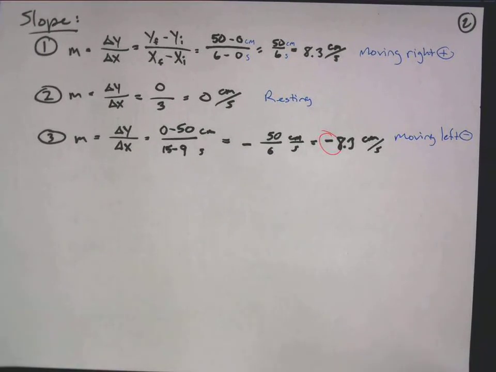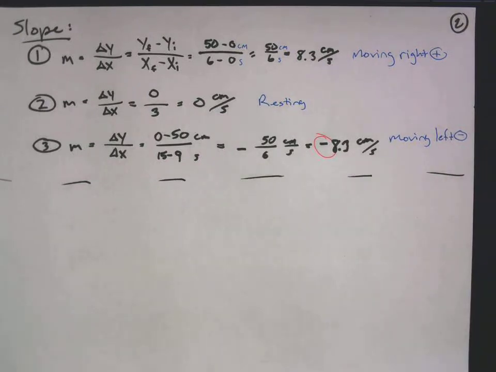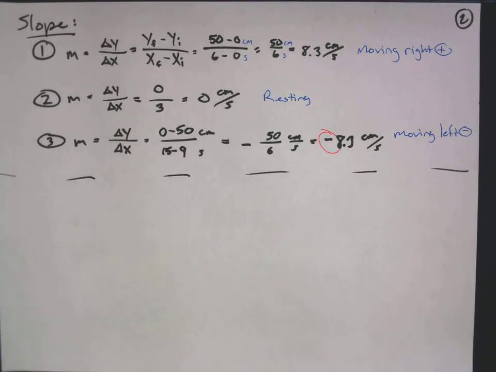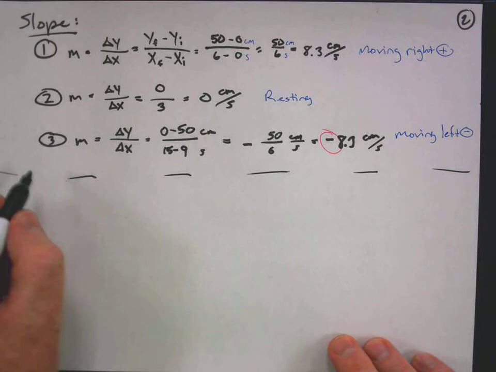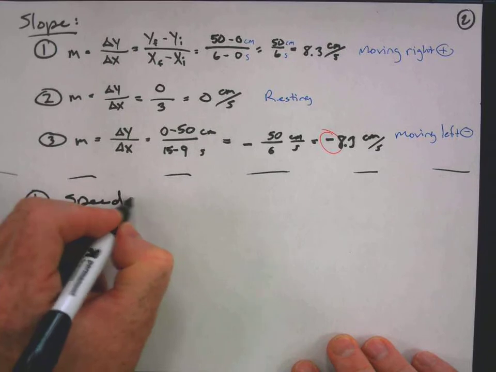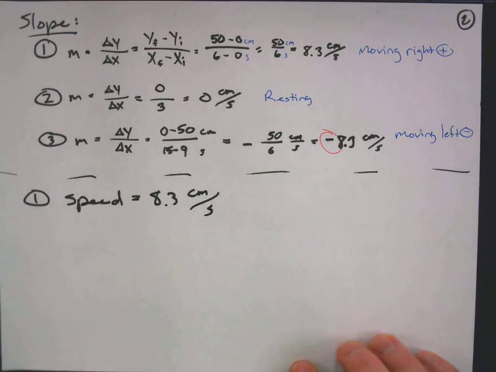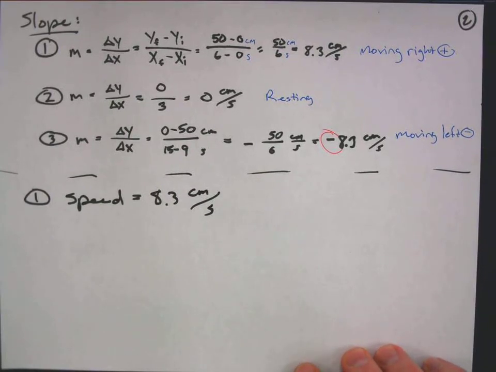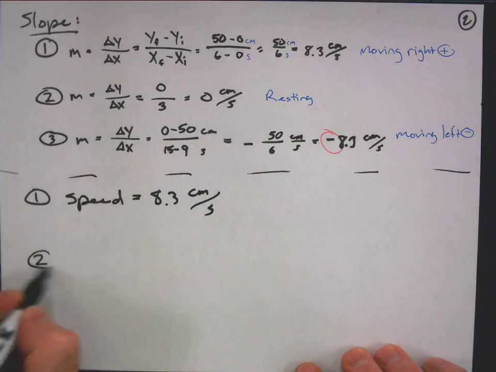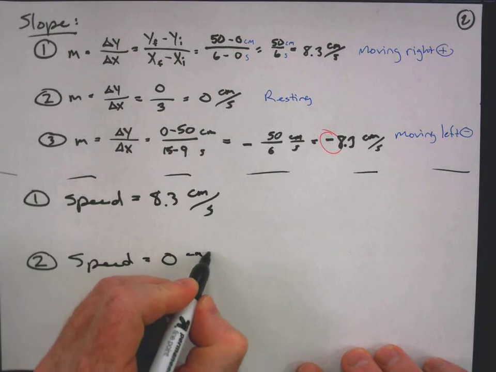So what about this business though? It's kind of a divider there on the page. Well, there's a question of how fast he's going. You can answer the question with speed. When you hear how fast, that really does imply speed. So for zone 1, the speed, 8.3 centimeters per second. And I think you would agree with that. How about for zone 2? The speed was 0 centimeters per second.